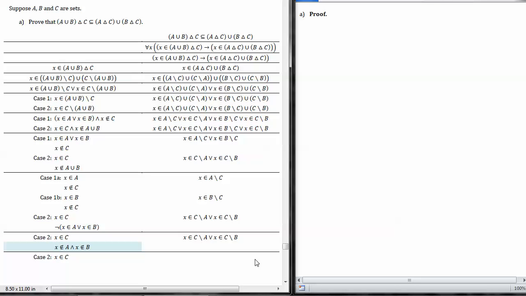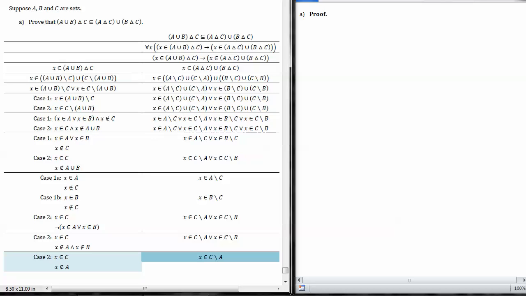And, well, let's see. We need to prove that x is in C minus A or that x is in C minus B. And in fact, it looks like we could prove both of those, right? But we just need one. So let's just drop that x not in B and keep the x not in A. And we'll keep the goal of x in C minus A. And we've got it. Okay.